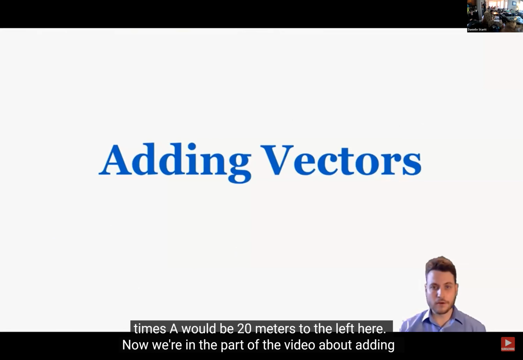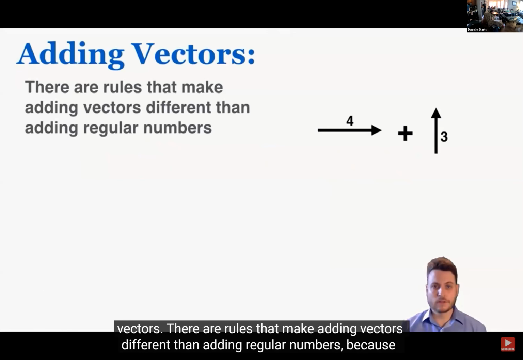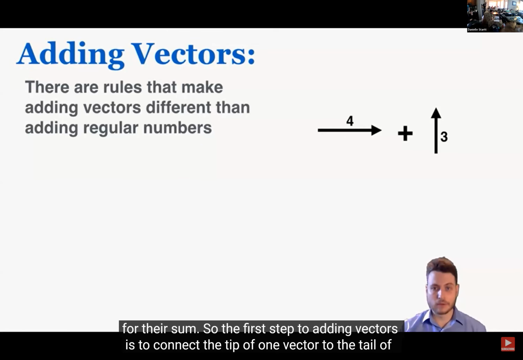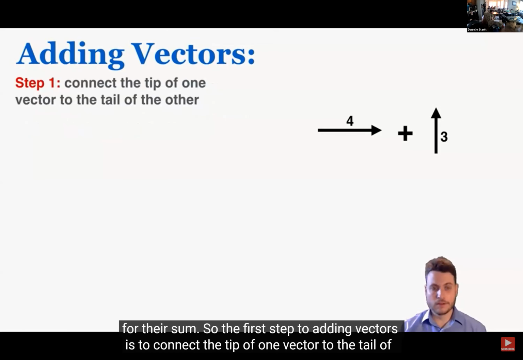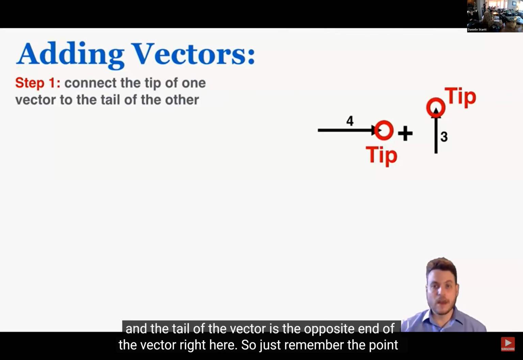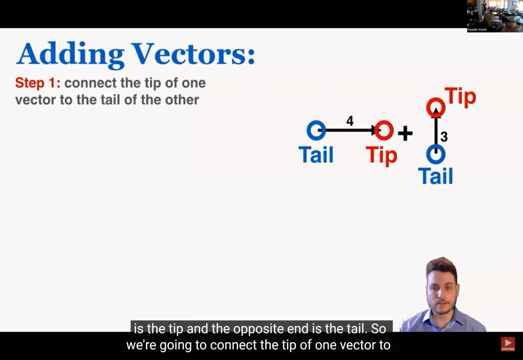Now we're in the part of the video about adding vectors. There are rules that make adding vectors different than adding regular numbers because vectors also include direction. So the directions of the vectors you're adding are going to matter for their sum. So the first step to adding vectors is to connect the tip of one vector to the tail of the other. The tip of the vector is the point of the vector right here, the very front of the arrow. And the tail of the vector is the opposite end of the vector right here. So just remember the point is the tip and the opposite end is the tail.